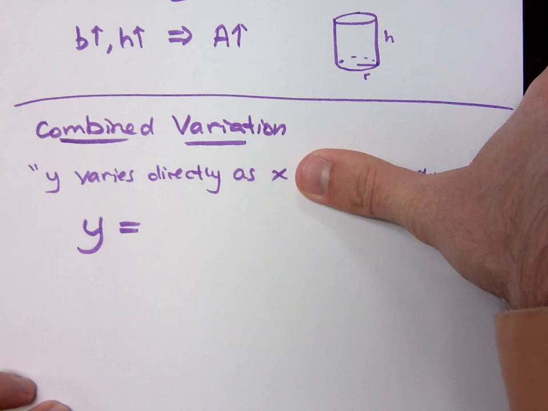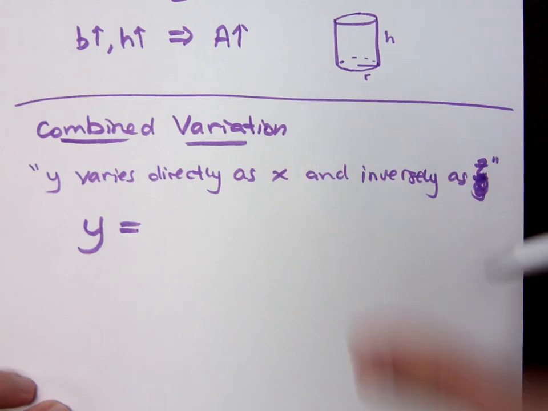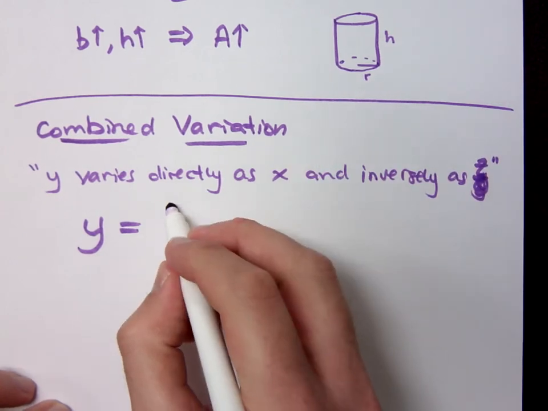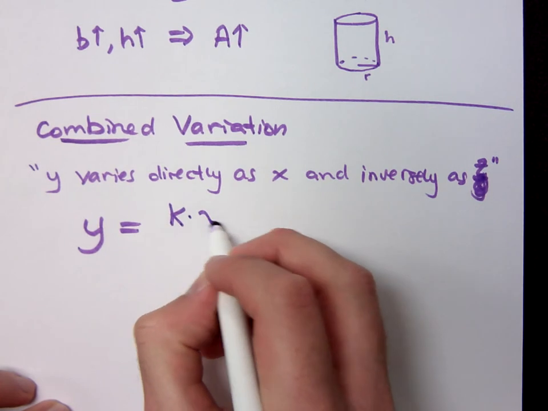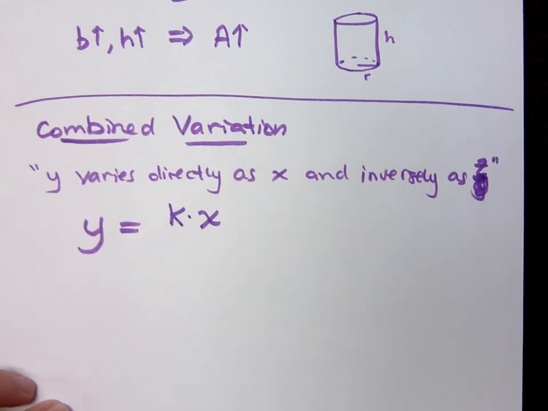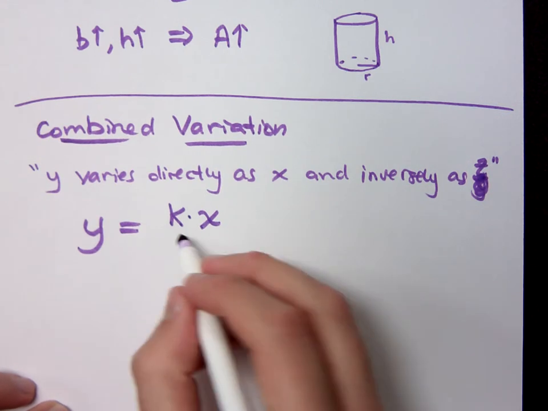What did we say for direct variation? It's going to be k times y? No, it's going to be k times x. Oh, sorry, x. And how would you express inverse variation with z? Divided by z. Right.